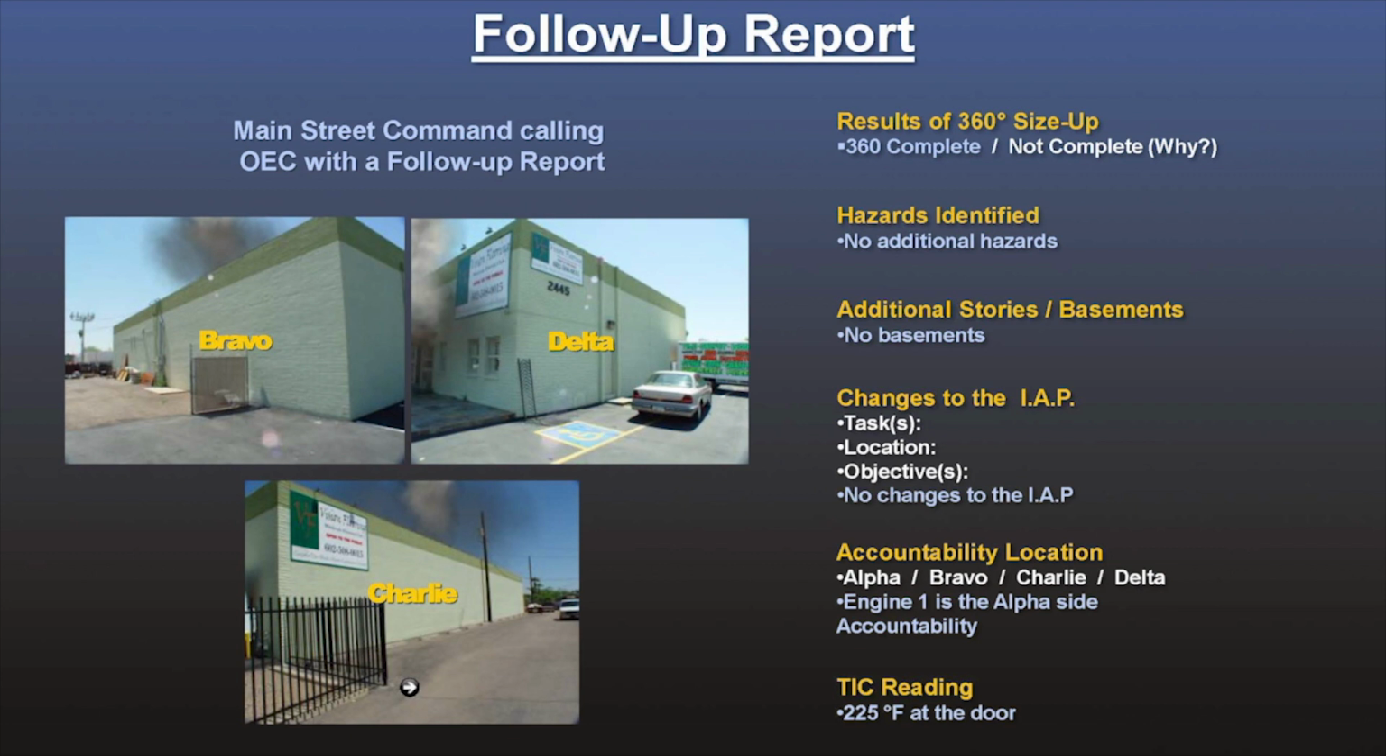Main Street Command calling OAC with the follow-up report. Go ahead with your follow-up report. 360 is complete. No hazards have been identified. We have no basements. There's no change to our IAP. Engine 1 is the alpha side accountability location. Tick reading is 225 at the front door. OEC received command, 360 complete, no hazards, no basements, no change to your IAP. Engine 1 is the alpha side accountability, 225 at the door.